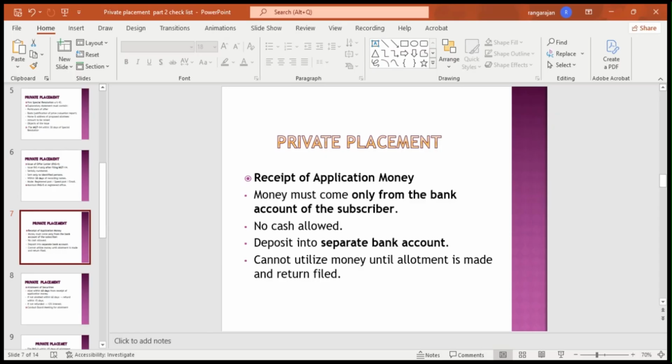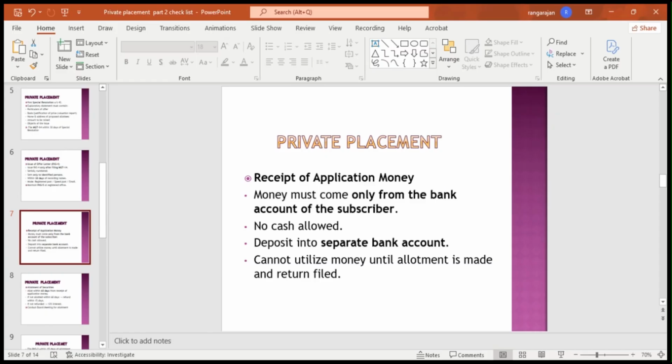which has been opened at the time of the board meeting, after the board meeting. And in the private placement, one more condition is that money must come only from the bank account of the subscriber. It is mandatory that no third party amount is to be raised and no cash is allowed. We already discussed the deposit in the separate bank account. And the money cannot be utilized until the allotment is made or the return is filed.